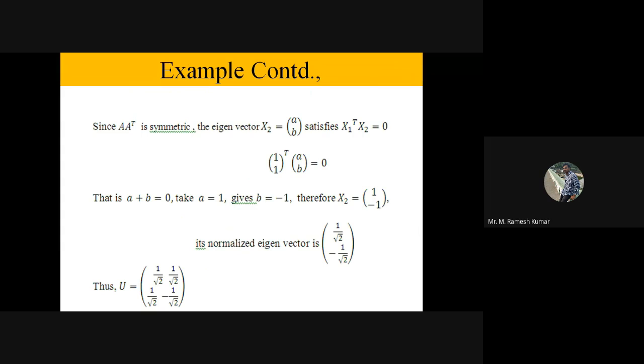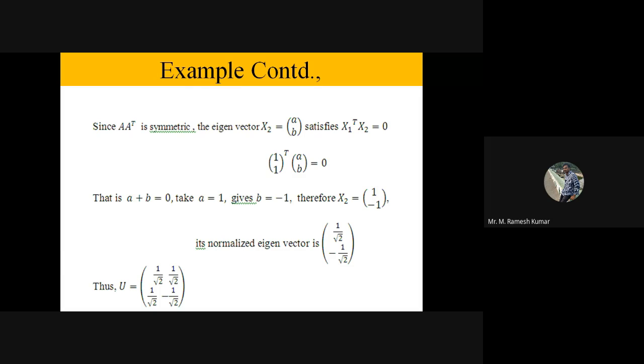To find x2, take this as A, B. It must satisfy this orthogonal condition, right? What is x1? 1, 1 transpose times A, B. Just multiply them: 1 into A plus B equal to 0. We have only one equation, so take any value. Put A equal to 1, we get B equal to minus 1. Therefore, x2 equal to 1, minus 1, right? Its normalized eigenvector is 1 by root 2, minus 1 by root 2, right?